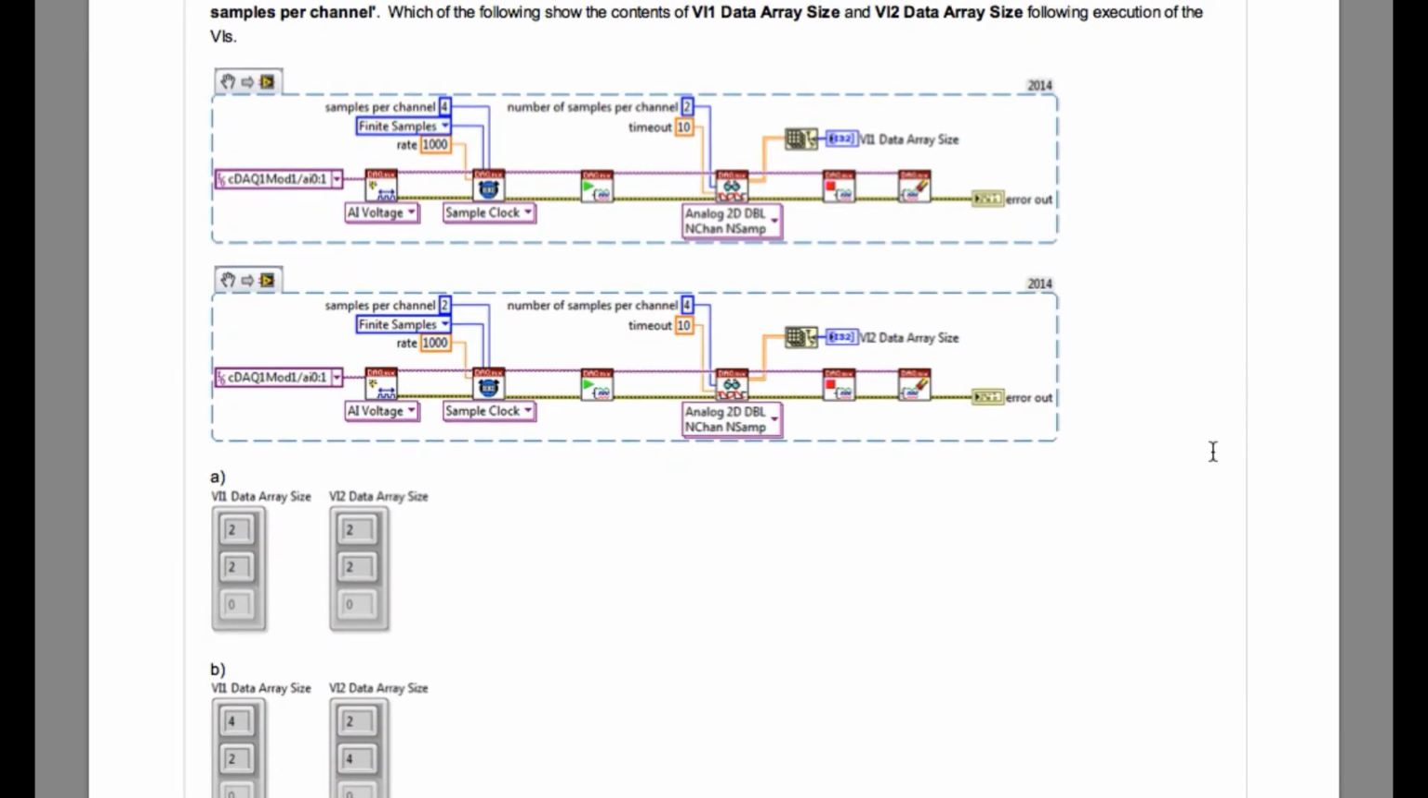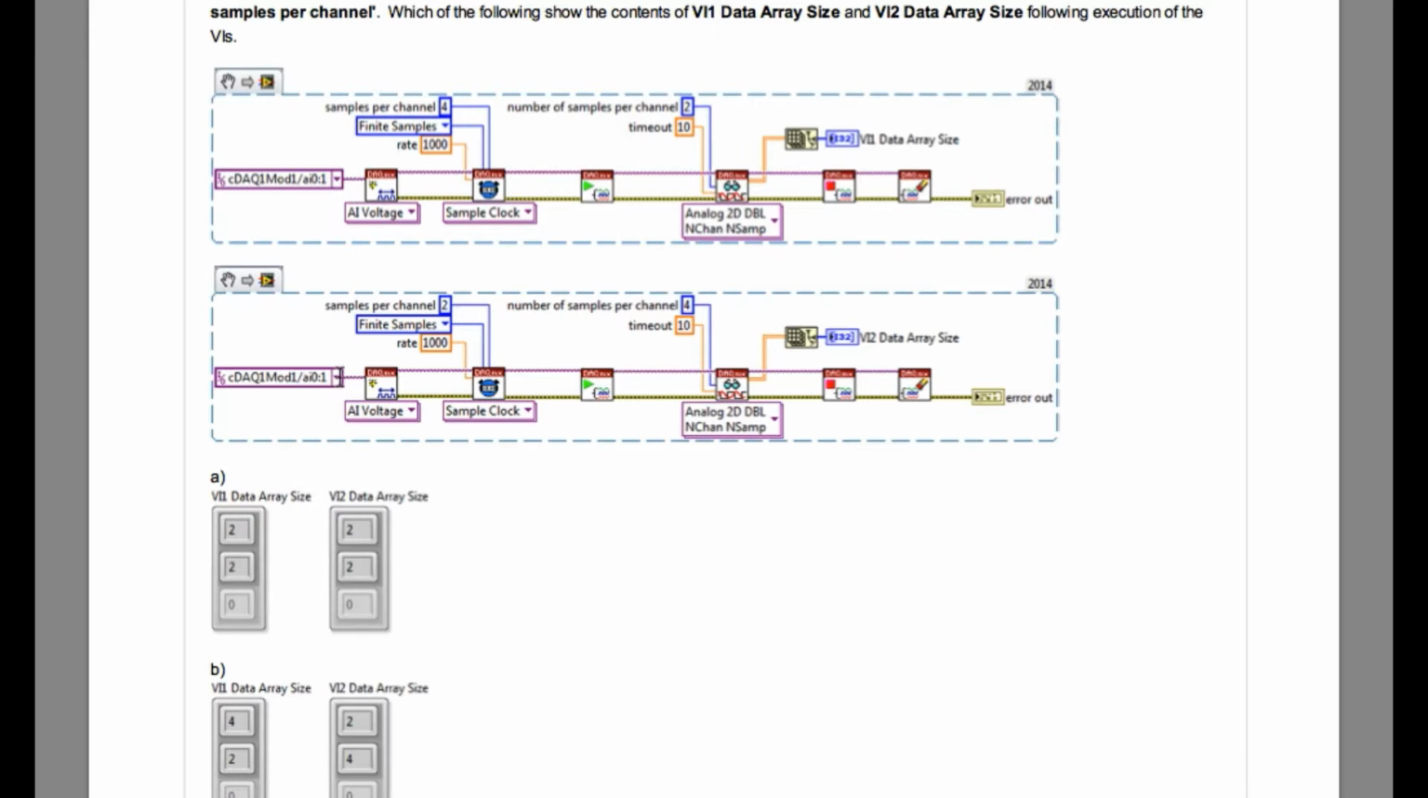So let's begin. You have been asked what will be the size of an array of the data acquisition data. So let's look into the configuration of our Read DAQmx VI first of all. If you look into the top and bottom one, both of them have been configured into 2D double N channel N sample. So in that case, we need to look into our hardware, how many channels we have.